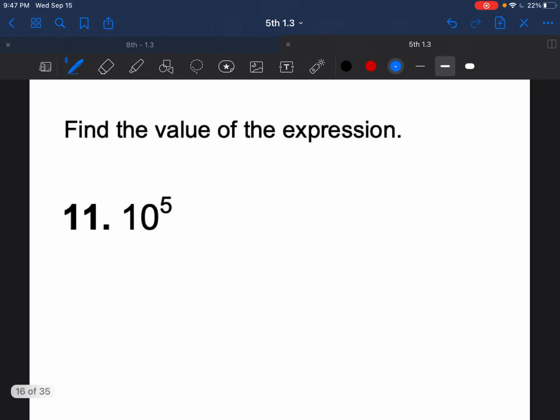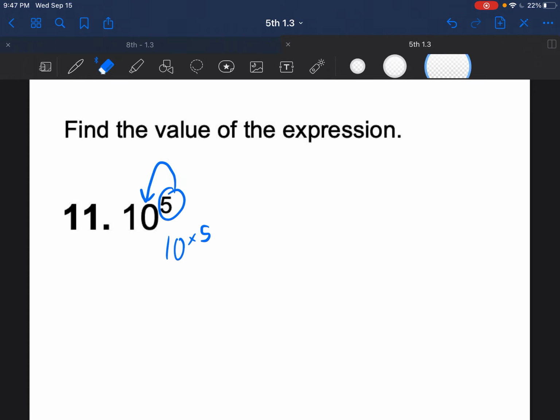Number 11. Ooh, look at this. It says we are changing the question. It says find the value of the expression. So it's 10 to the 5th power. What that means, that doesn't mean 10 times 5, alright? Don't get confused with that. That actually means we have how many number 10s? We have 5 of them. So it's going to be 10 times 10 times 10, 1, 2, 3 times 10. That's the 4th one times 10. That's the 5th one. So how do we do this, ladies and gentlemen? We are going to multiply.